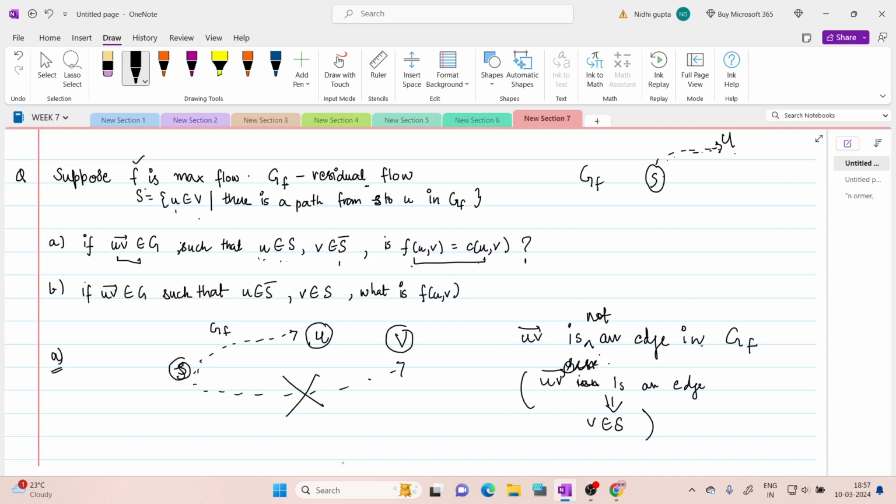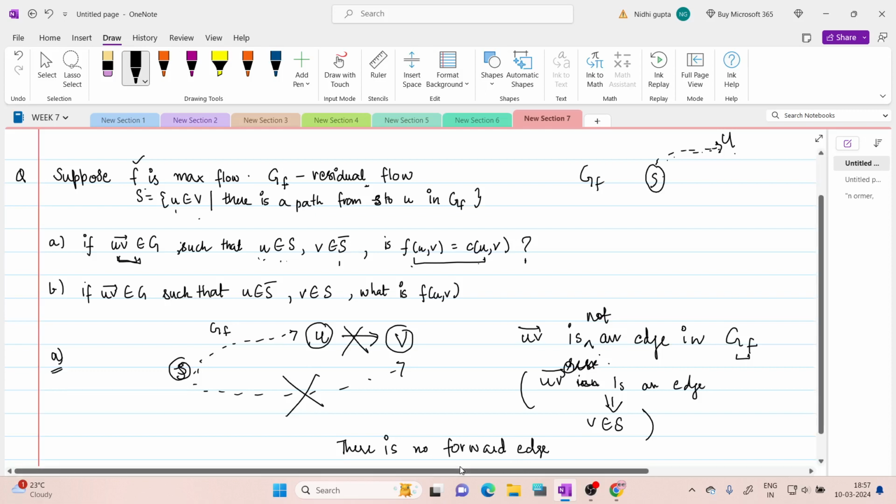Now UV is not an edge in the residual graph, but UV was an edge in the original graph. So that means there is no forward edge. And when is that possible? That in the residual graph we have no forward edges.